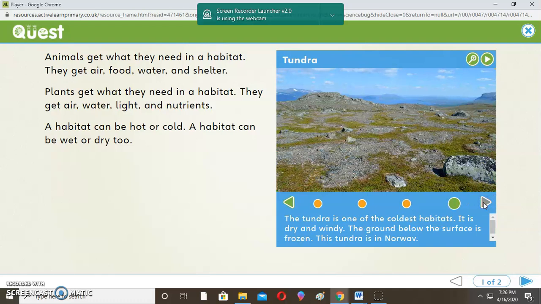Aha, so you can see tundra. This is tundra. The tundra is one of the coldest habitats. It is dry and windy. The ground below the surface is frozen. So this tundra is in Norway. You can see the way it looks. Actually, it looks cold in these places. In tundra regions, it is always cold. So it is not easy to find.